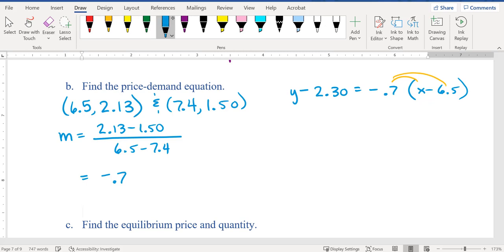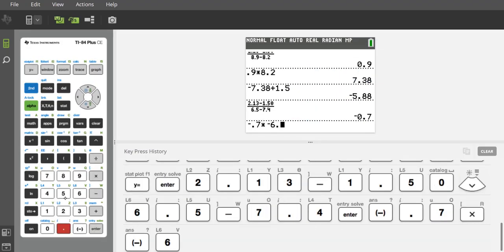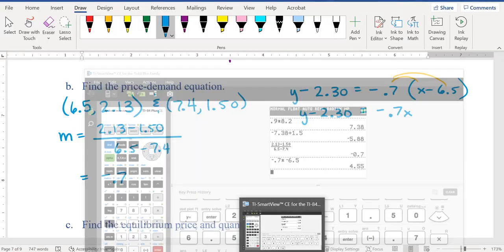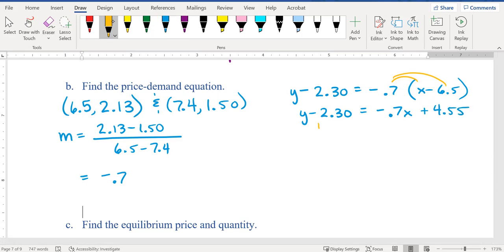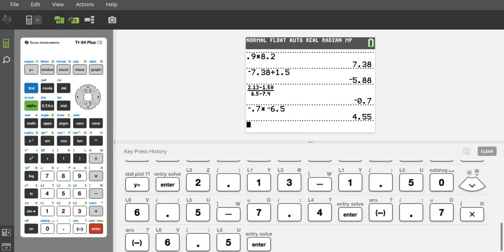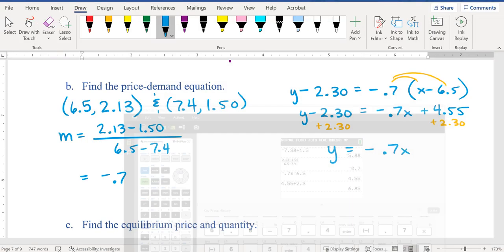When I distribute, I get y minus 2.30 equals negative 0.7x. Now, what is negative 0.7 times negative 6.5? I get positive 4.55. Last step, add 2.30 to both sides, and I get y equals negative 0.7x. Okay, 4.55 plus 2.3 is 6.85.